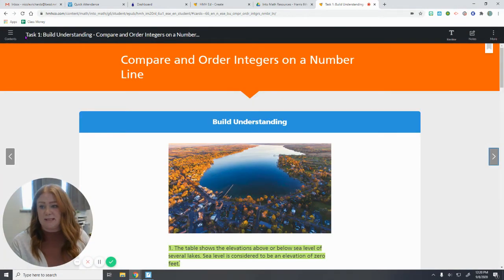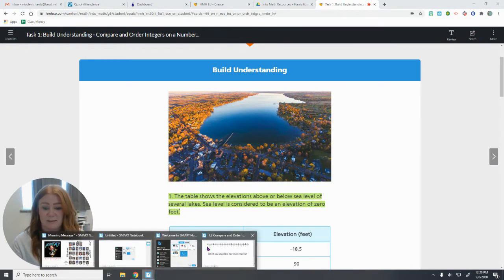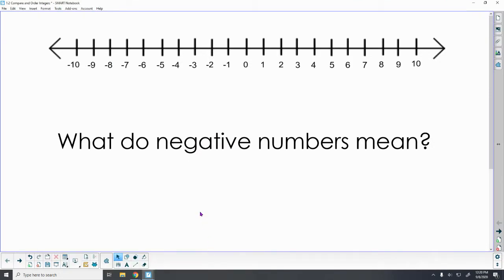Hey, we're going to work on task 1 here. Use your arrows and flip to task 1. We are going to be talking about elevations. Before we do the problem, we're going to look at some additional information that might help us.